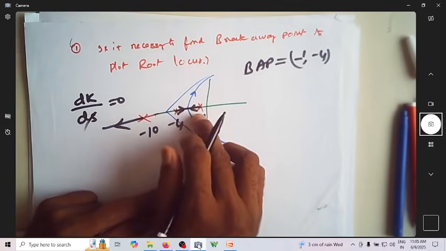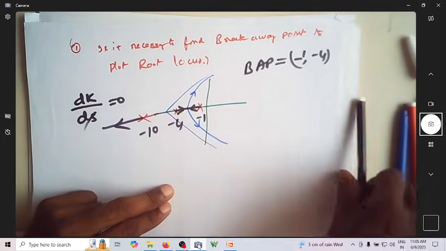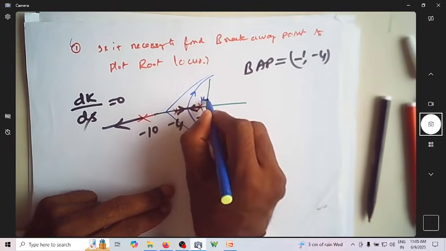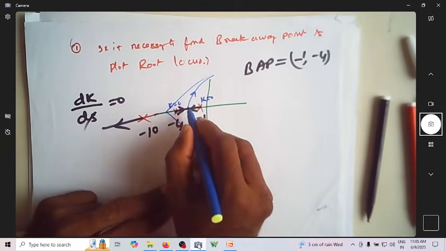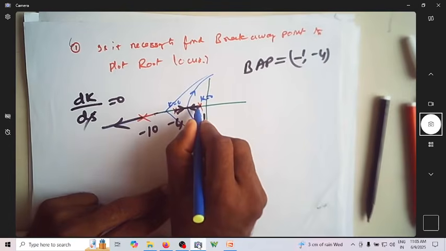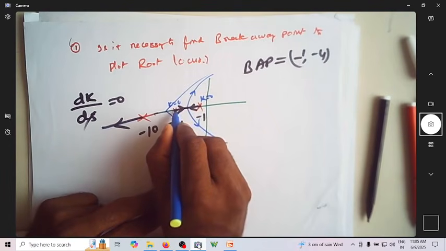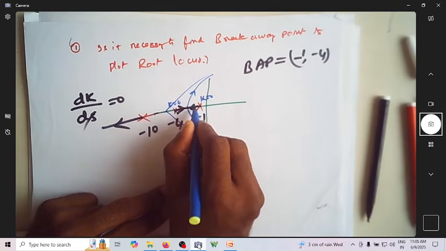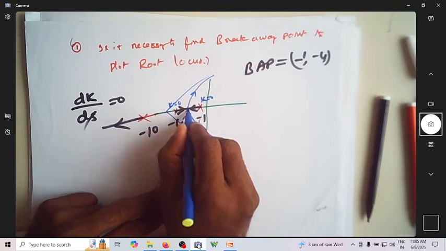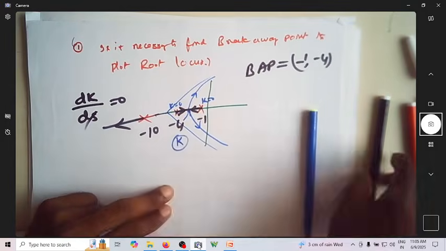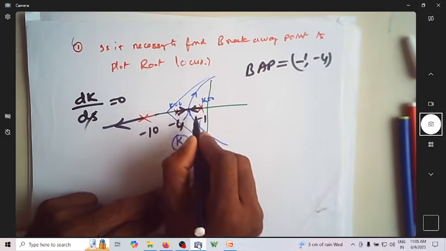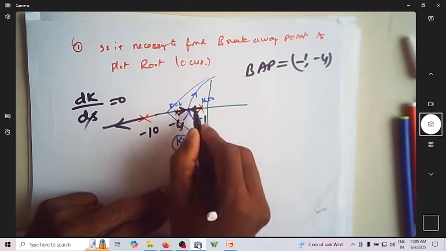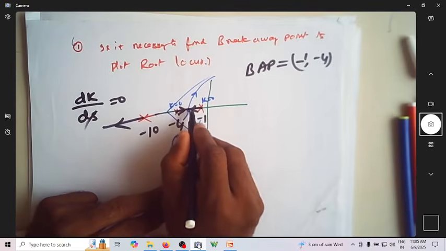Since we know that it lies between -1 and -4, and we know that when the value of k is equal to 0, the closed loop poles are at the open loop positions. As the value of k increases, the closed loop poles start moving. One is moving towards the right, this one is moving towards the left. As k increases beyond 0, they start moving, and for a particular value of k, they will meet each other.